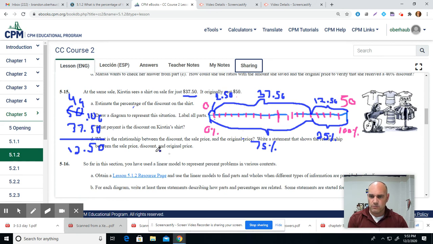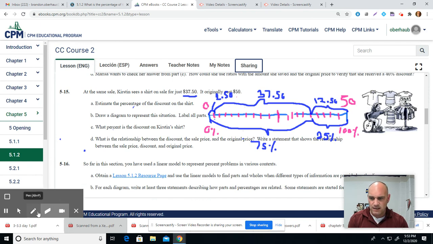Yeah, so I think actually that worked out pretty well, considering I wasn't sure where I was going to go with that. All right, so now let's see if we can answer some questions. What percent is the discount on Kirsten's shirt? So the discount is how much she's saving. So that is this right here. And so what percent goes with it? Well, that's this piece right here. So she is saving 25%, which if you remember earlier, that's what we thought it was going to be.